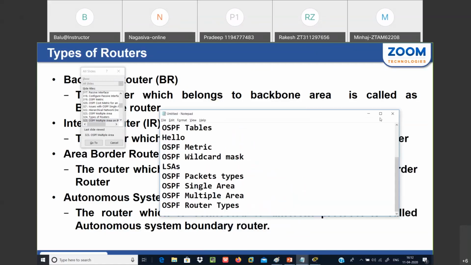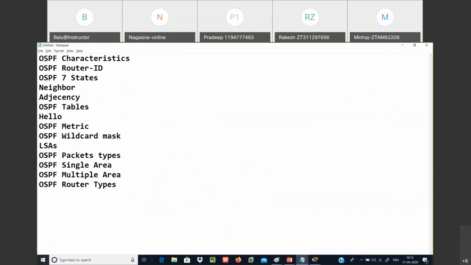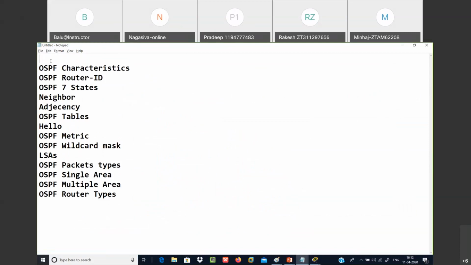All about OSPF from today's class we clearly discussed. The points we have discussed: the difference between IP and OSPF, the OSPF characteristics, OSPF router ID, OSPF 7 states, what is a neighbor and what is adjacency, OSPF tables, what the hello packet contains, OSPF metric calculation, OSPF wildcard mask, LSAs, packet types, single area, multiple areas, and router types. That is all the OSPF terminology, right? Let me repeat once again.